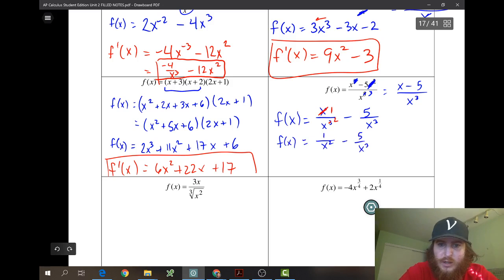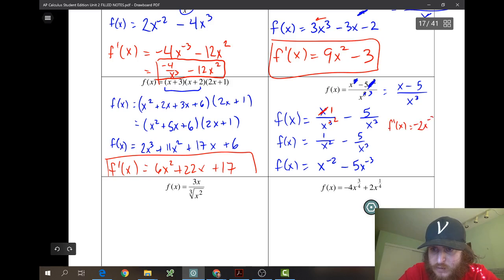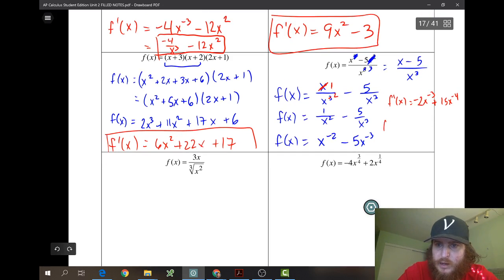But we need this as a polynomial, so we're going to need to bring up the x terms in the denominator and turn them to a negative exponent. So that was just rewriting it. Now we're going to take the derivative. So negative 2x to the negative third plus 15x to the negative fourth. And the last step would just be to kind of rewrite it the way it was before. So negative 2 over x cubed plus 15 over x to the fourth. Generally, you want your answers to have only positive exponents.